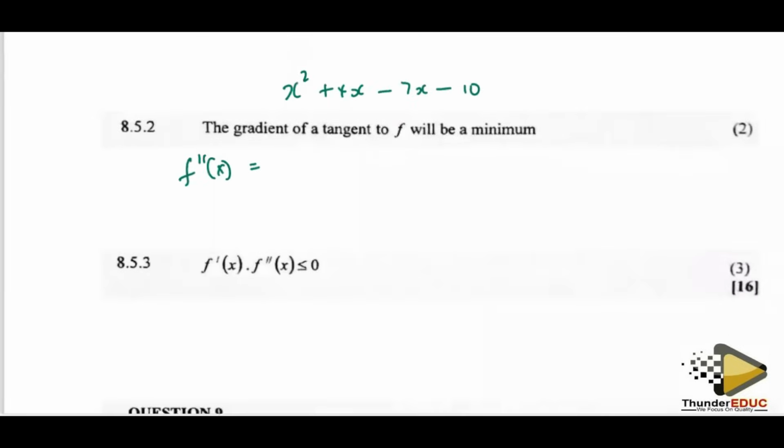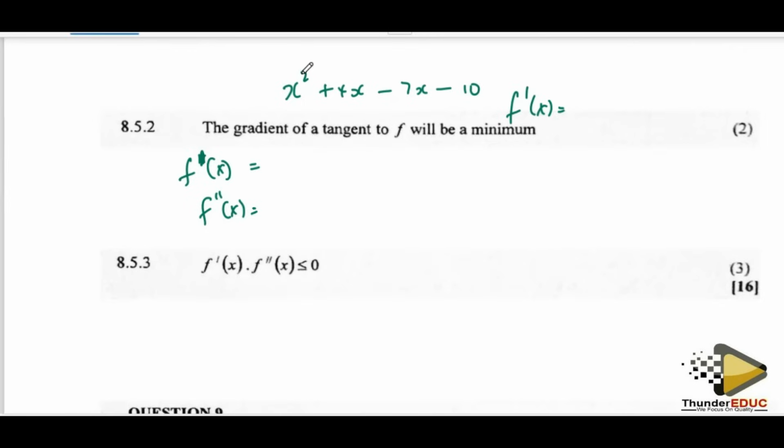Okay, that is true. So my first derivative, let me find the first derivative first. That's going to be 2x plus 4 minus 7. And then my second derivative is going to be this. I'm sorry guys, I'll take this back.